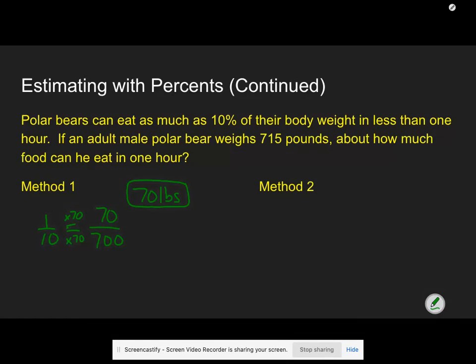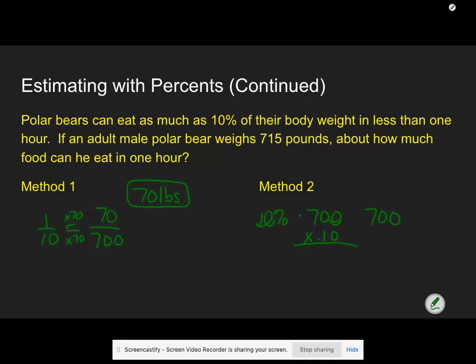So another method is think of 10%, and if that's my Mr. DL, so if I have 10% times 700, well, I know that I can change this into a decimal and multiply, that would give me the final answer. Or because it's a power of 10, I can just move my decimal point one place to find 700.